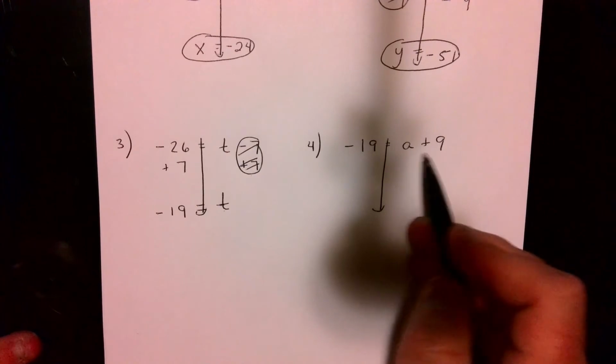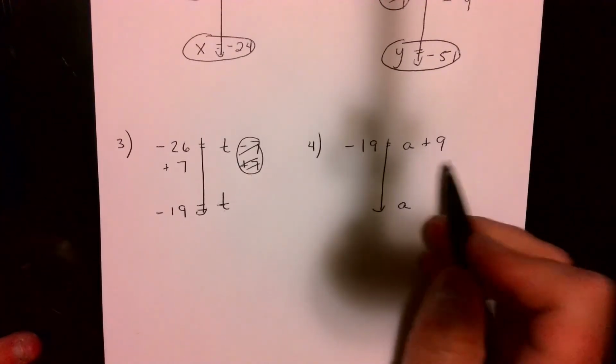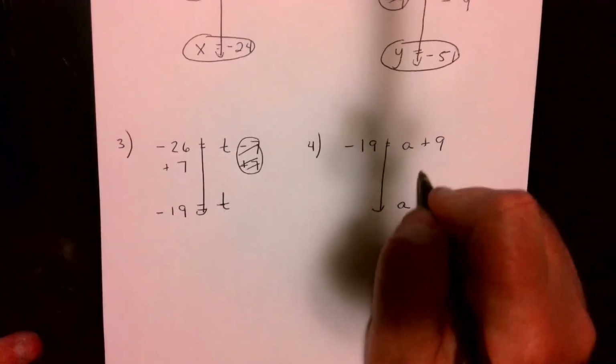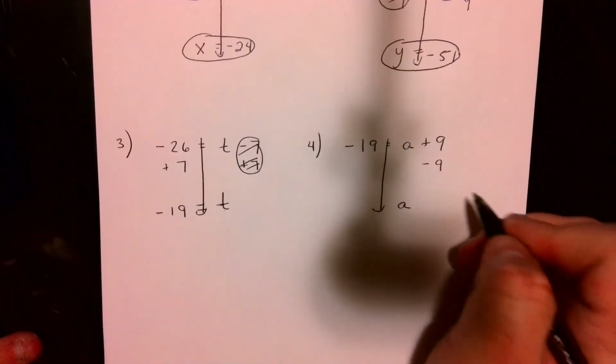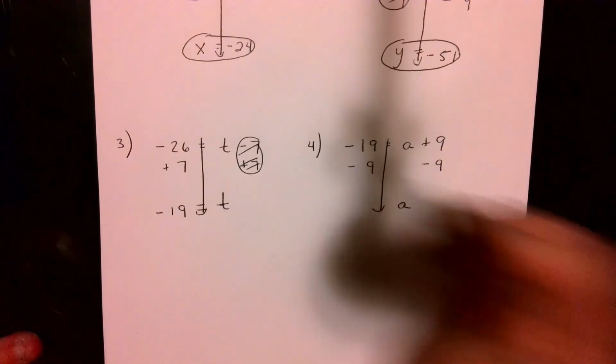We're solving for a, it's on the right hand side. We want a to be the only thing here. So how do we get rid of the 9? Right now it says a plus 9. So the opposite of adding 9, subtract 9. If I take away 9 here, I need to take away 9 here.